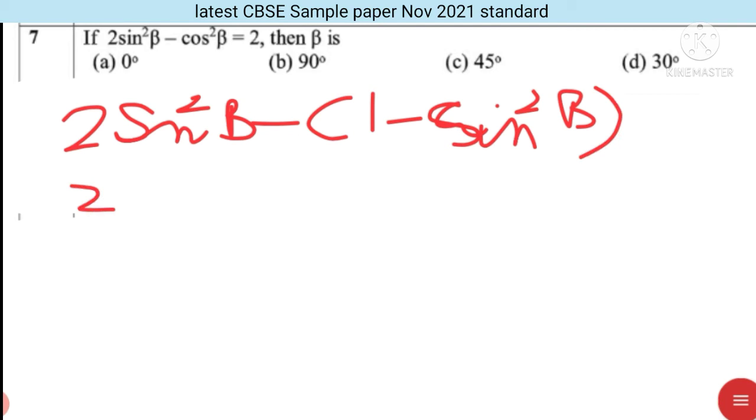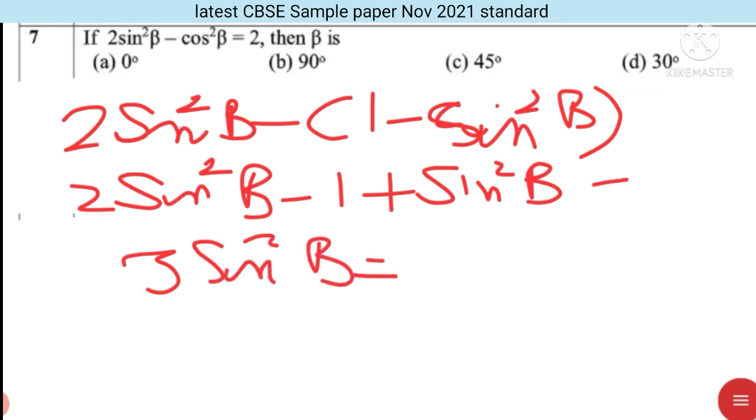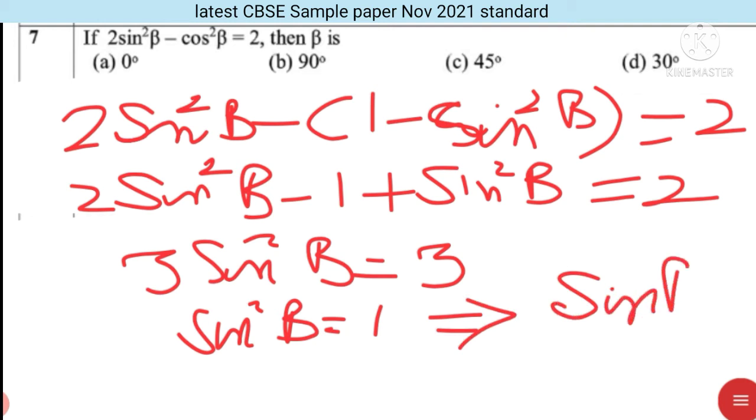So this gives me 2 sine square beta minus 1 plus sine square beta, which gives me 3 sine square beta is equal to, now this is equal to 2, so this becomes equal to 3 when this minus 1 goes to right hand side. So I get that sine square beta is equal to 1, and this gives me sine beta also equal to 1.